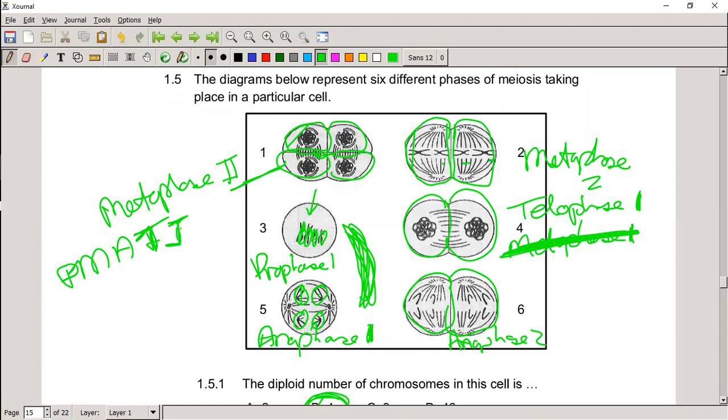Why are there strings? Why aren't there any chromosomes? What happened there? Which one? Four and one. Okay, remember, with four we're at the end, so it's not chromosomes anymore. They're becoming a nucleolus once again.